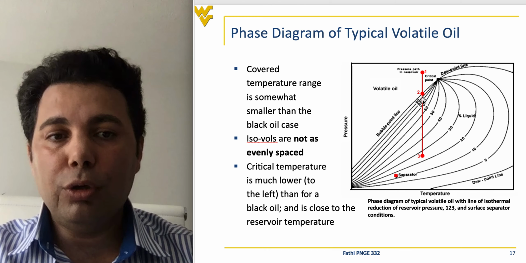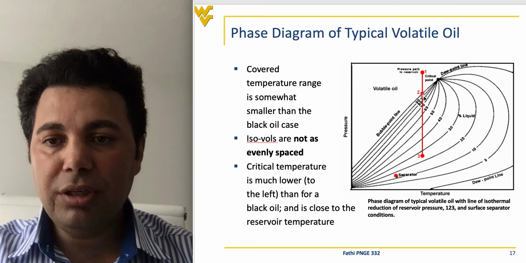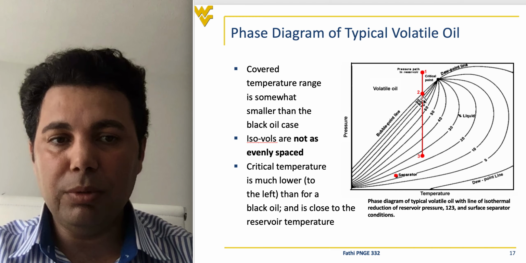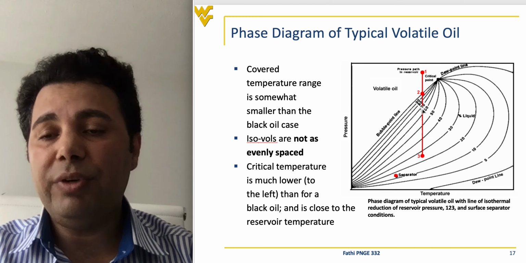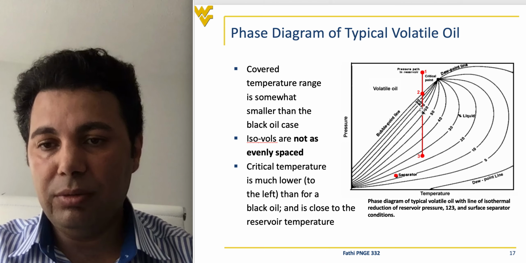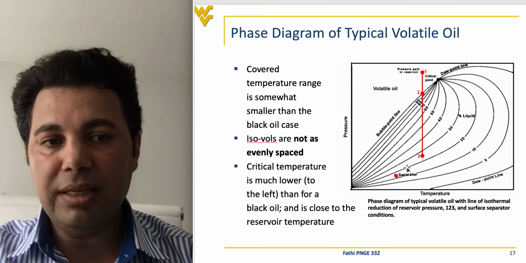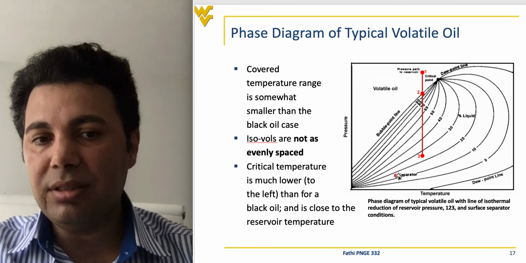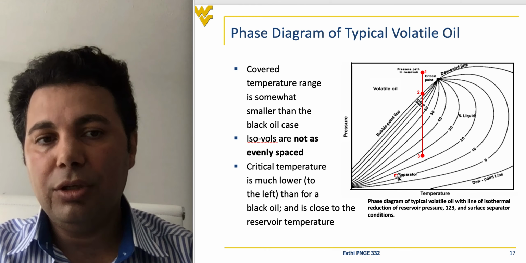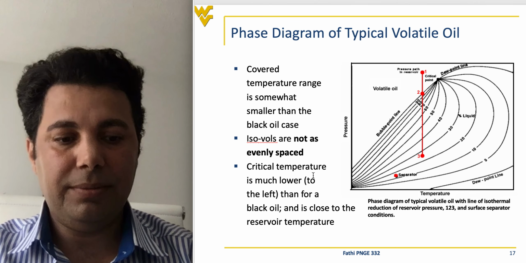So if your operating pressure falls below the bubble point, you will start going into the two-phase region, so you need to worry about two-phase flow in the reservoir. And this is our separator condition, which is also in the two-phase region. So at the surface, we also have two phases of gas and liquid.